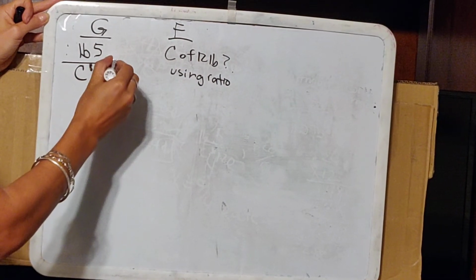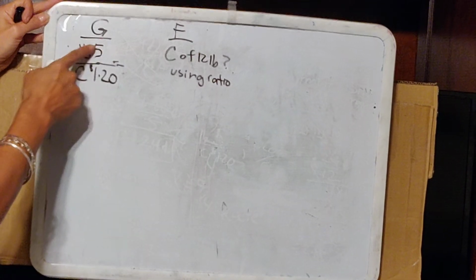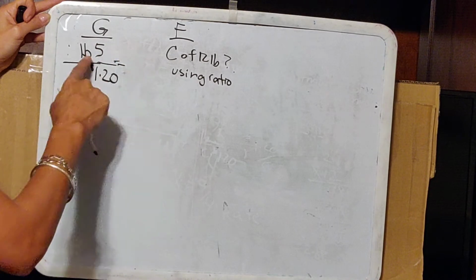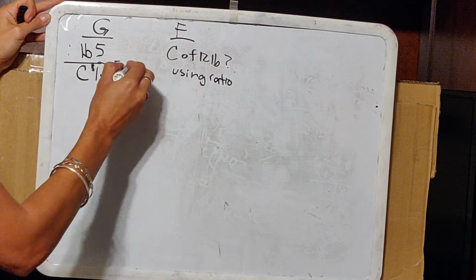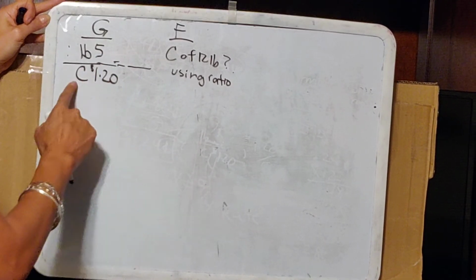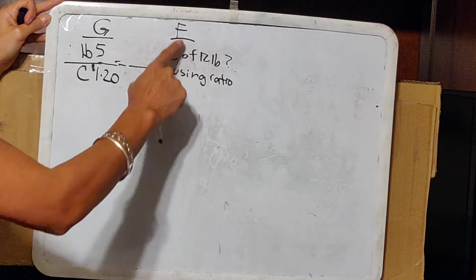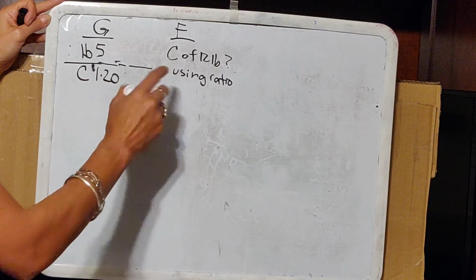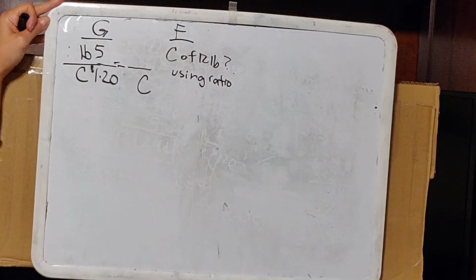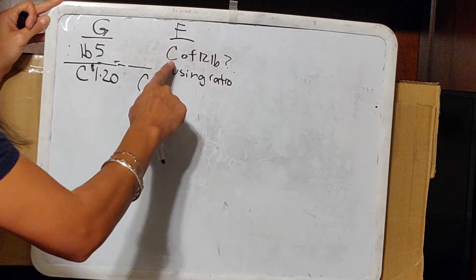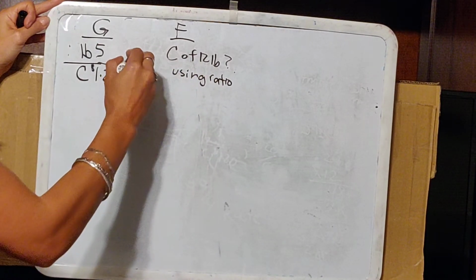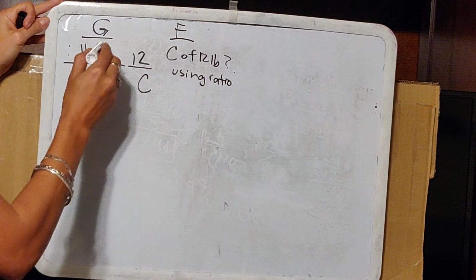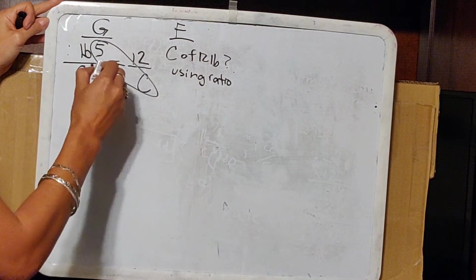Now I'm going to use a ratio. So here's 5, here's $1.20, and I'm going to remember that my top is my pounds, so over here has to be pound. Down here is my cost. If I go to my find, I'm told to find the cost, so that means my C column is blank. I'm going to write a C. And I am told that there are 12 pounds, so that's going to go in my pound column. I'm then going to use my butterfly method to solve the problem.